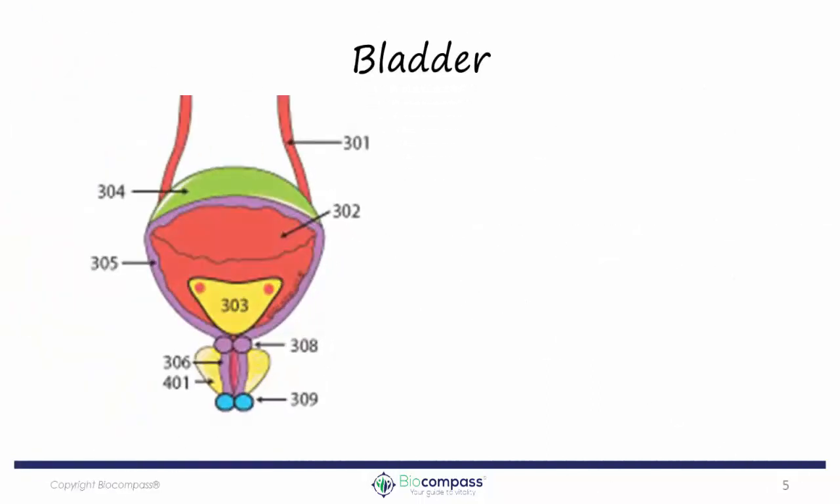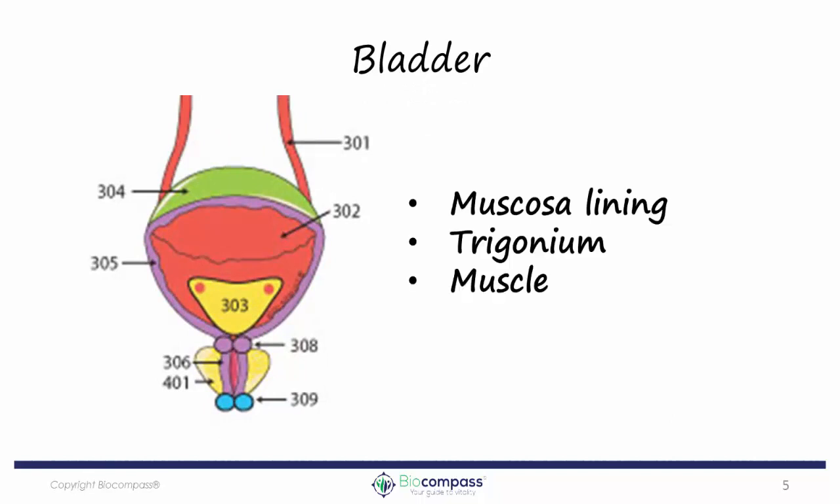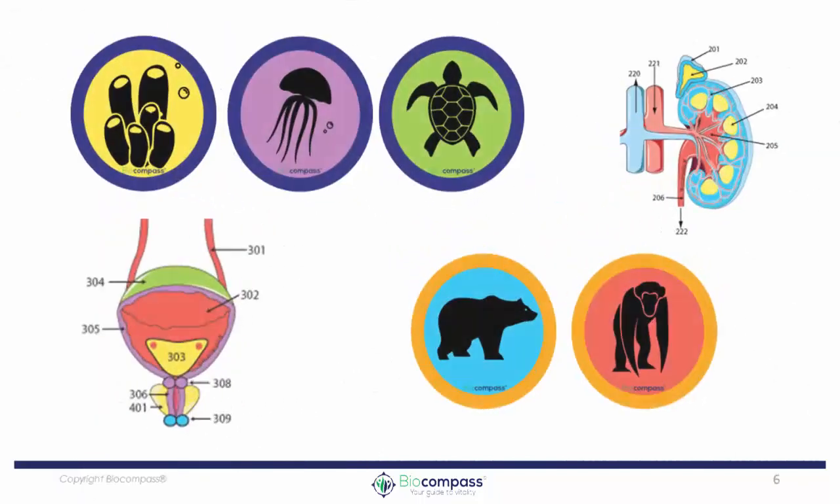Or let's take a look at the bladder. It has a major red part. It has some yellow parts, some green parts, even some purple parts. So it has mucosal lining. It has a trigonium. It has some muscle. All different structures of the bladder. We cannot say the bladder is red, the bladder is green, the bladder is purple, right? Depends where you look at in the bladder.